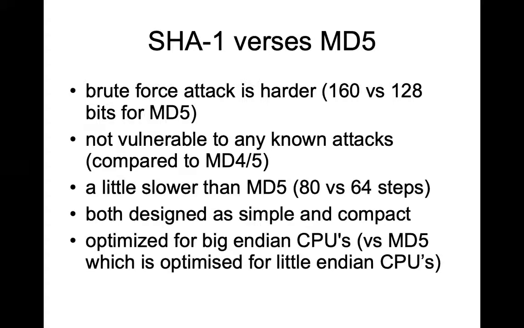So the brute force attack is much harder because you have many more bits. Every time you add a bit, the effort to do a brute force attack, at least technically, doubles because you're adding one more bit. It's a little slower than MD5. I don't think that the statement "not vulnerable to any known attacks" is still true. People have also come up with attacks on earlier versions of SHA.